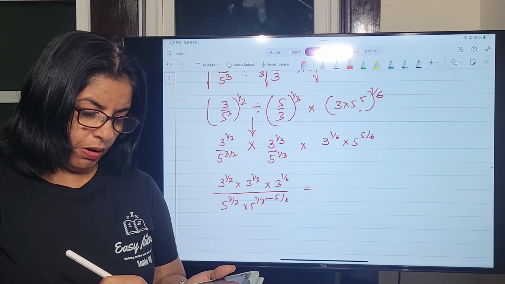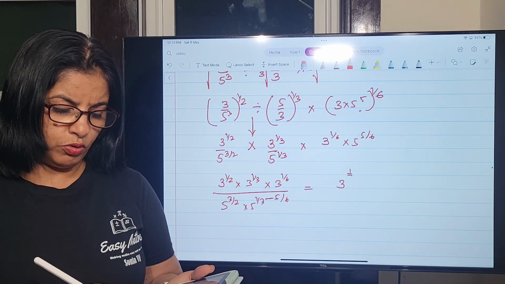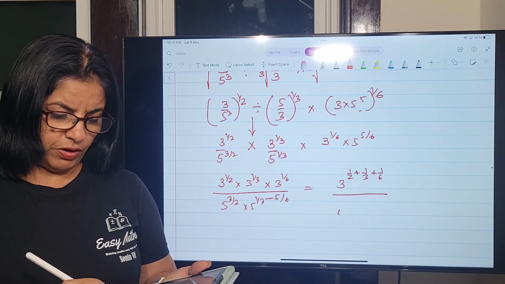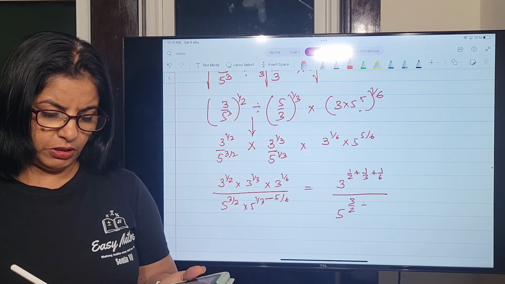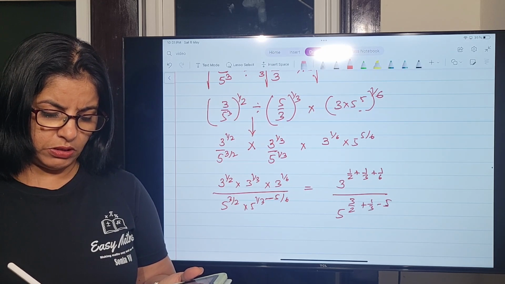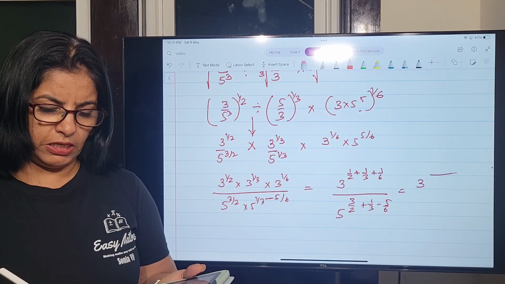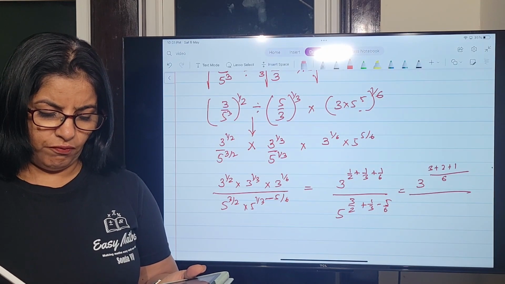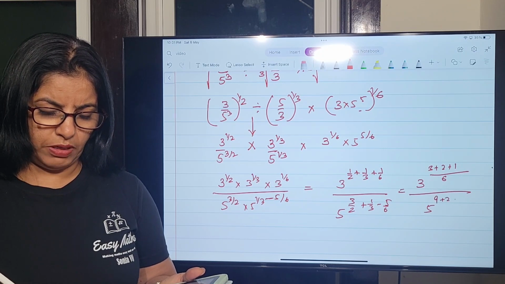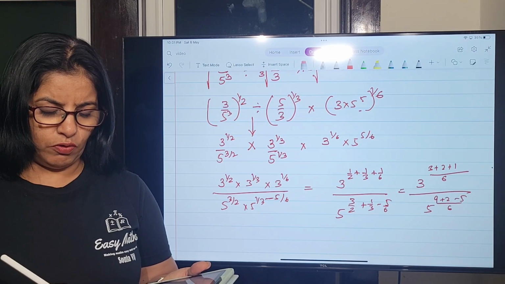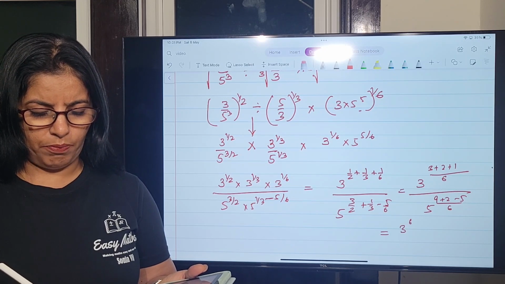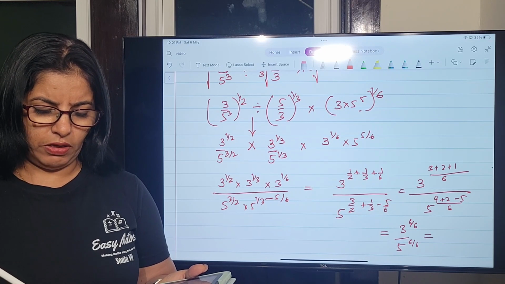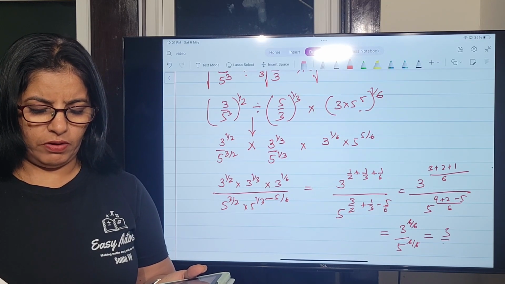Now let's solve the power part. 3^(1/2 + 1/3 + 1/6), and this is 5^(3/2 + 1/3 - 5/6). Taking LCM 6, we get (3 + 2 + 1)/6 and (9 + 2 - 5)/6. We solve it out, we get 3^(6/6) and 5^(6/6). We have 3 by 5 as the answer.